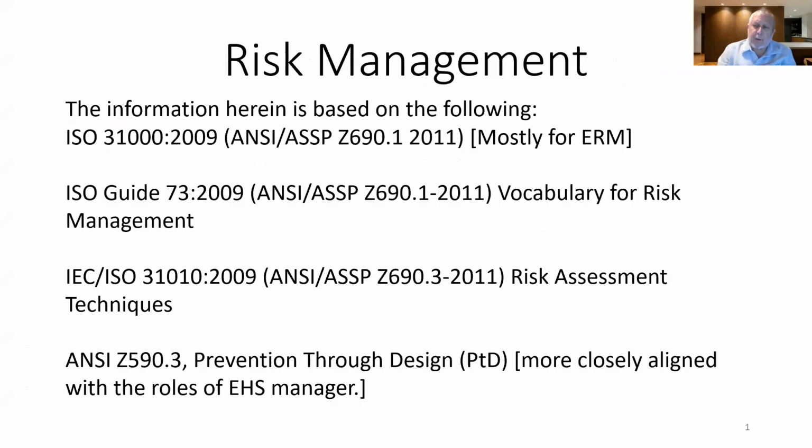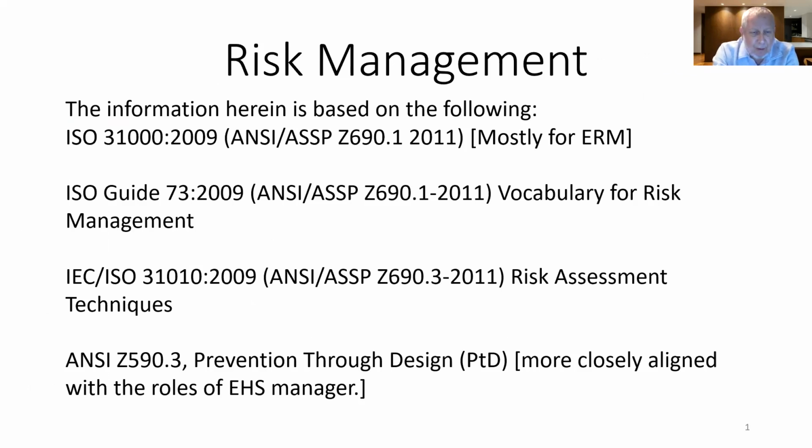All right. The information we're talking about here is based on these things. ISO, which is International Organization for Standardization. I know it doesn't fit ISO, but that's what it's called. 31000, excuse me. And it has the ANSI number too. And that's mostly for enterprise risk management. In other words, for the whole company. ISO Guide is vocabulary for risk management.